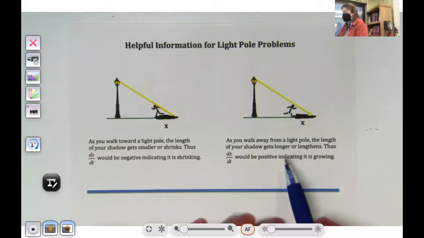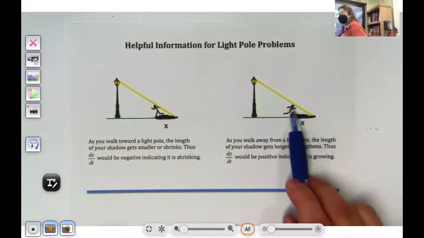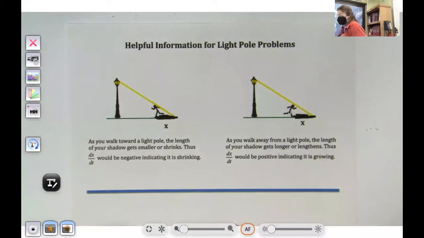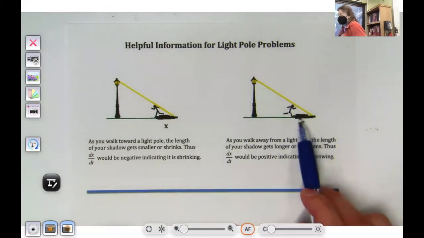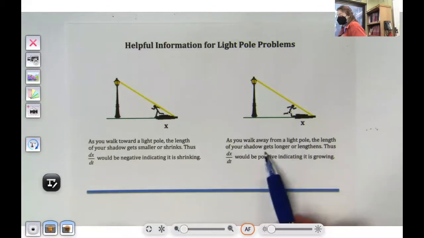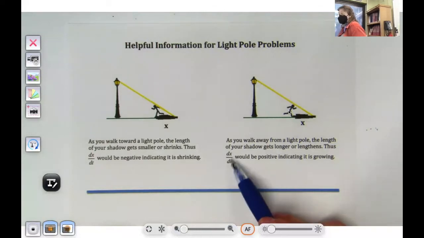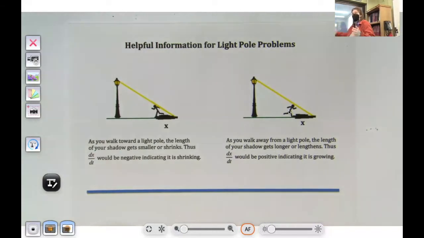Okay, now let's say we got the same thing. We got a light pole, we got a light here, we got a person, he's going away from the light pole. Again, here's his shadow, and we're letting that be denoted by x. As you walk away from the light pole, the length of your shadow gets longer, or it lengthens. Thus dx/dt, the change in the length of the shadow with respect to time, would be positive to indicate that it's getting bigger, or it's growing.